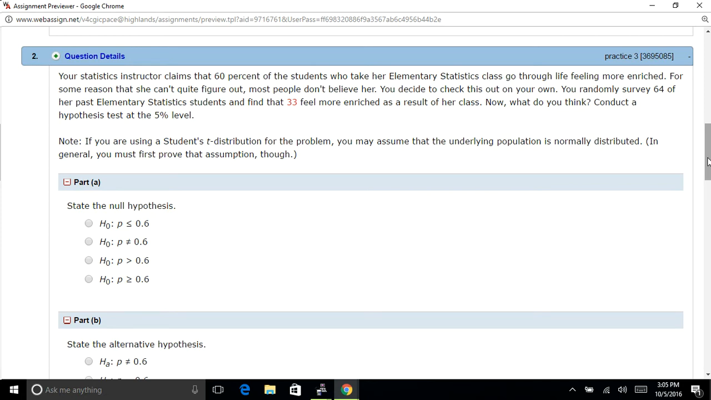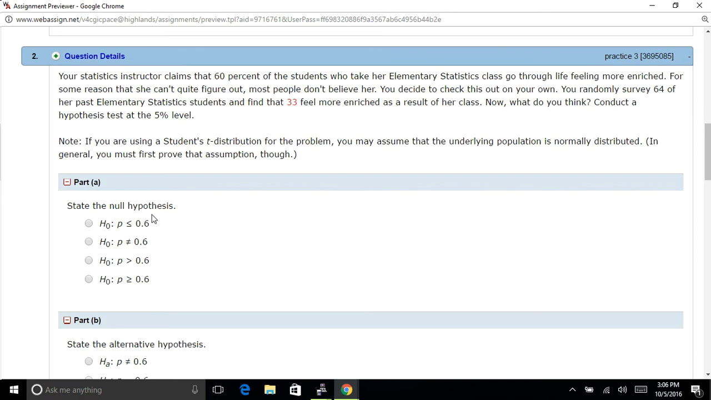All right. There's nothing in here about means, nothing about standard deviations, and you have percentages. So that means this is a proportion test. So let's talk about those hypotheses. Okay, so she claims 60% feel enriched. So which one would I pick, though? But she's finding out that most people don't believe her. Okay, so let's look at what it could be.